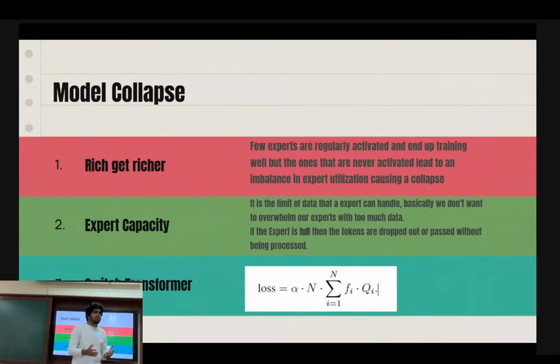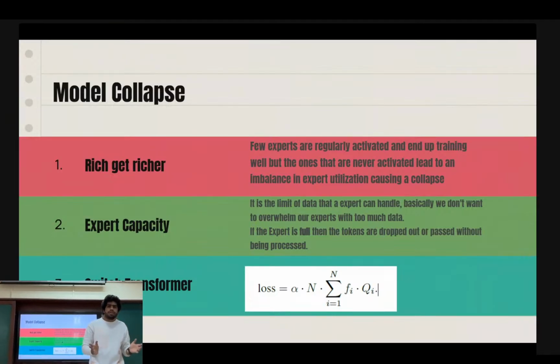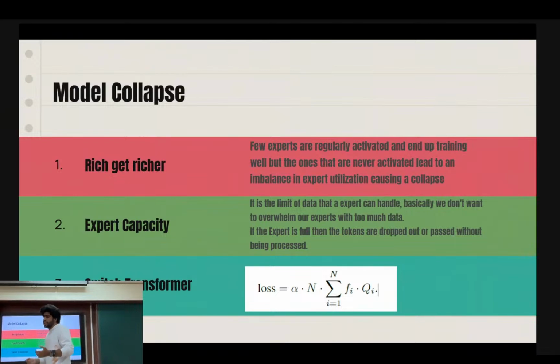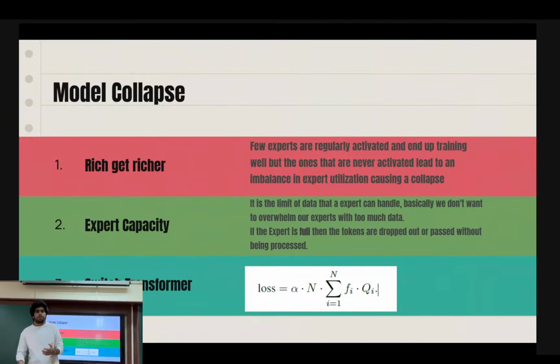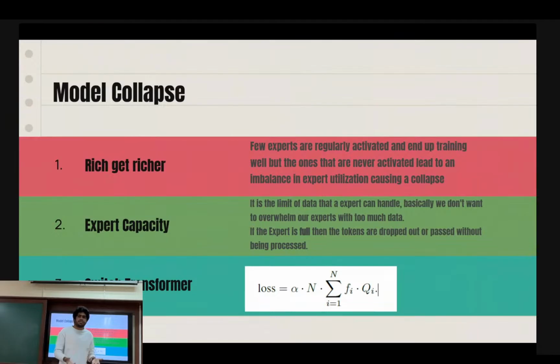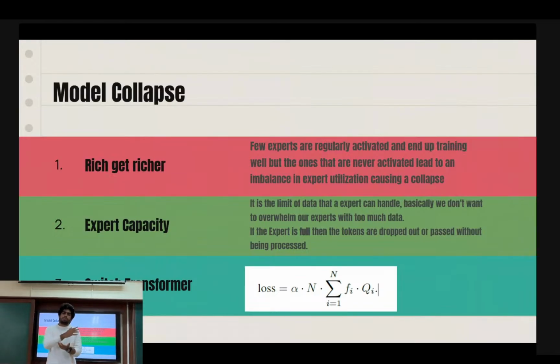So say you have a lot of data on math, so you keep giving input of math. You're not going to keep passing it on to your math expert. Your math expert will get overwhelmed, will get tired. So what happens is, after the expert limit, it basically just stops sending all of that. It just passes it through without processing, or it drops it.